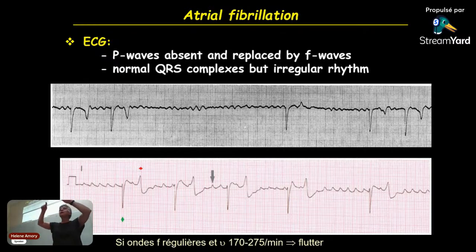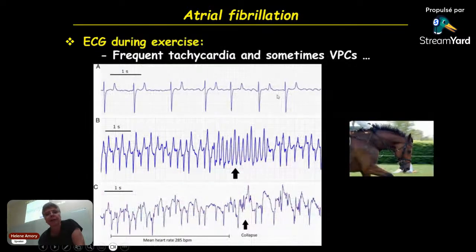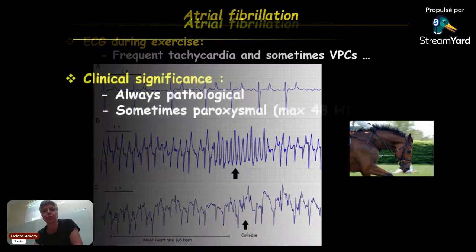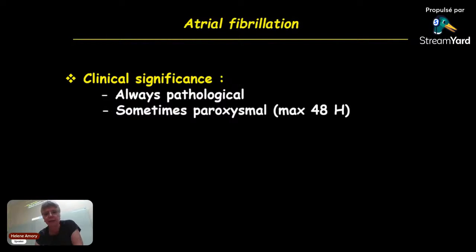And we have no P waves before the QRS, thus we have just a fibrillation wave in place of the P waves, okay? Like here, for instance, or here. Frequently, those horses during exercise develop severe tachycardia, and thus it can be dangerous to ride those horses. But this is a detail, okay?